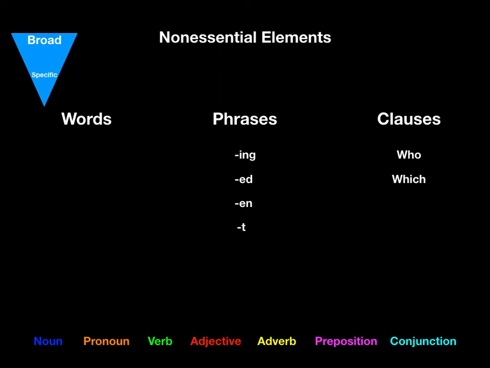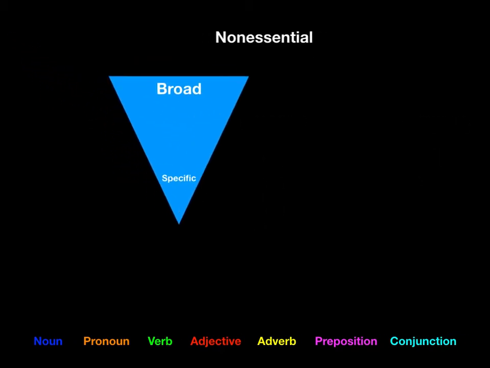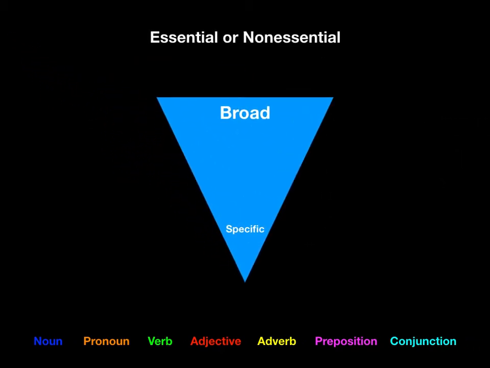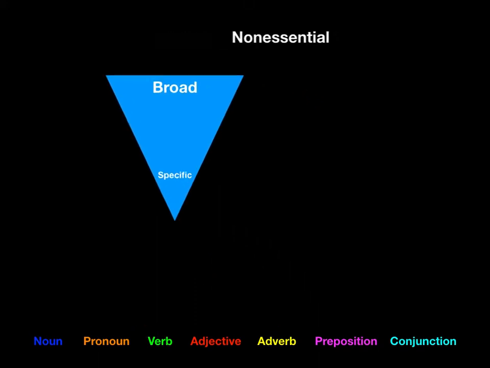Once we have identified something that might be a non-essential element, we then need to determine whether that information is broader or narrower than the original noun or pronoun. If the information is broader, it will be non-essential, and we will place commas around it. If the information is more specific, it will be essential, and we will not place commas around it. Before we end this lecture, let's take a look at a few additional examples.